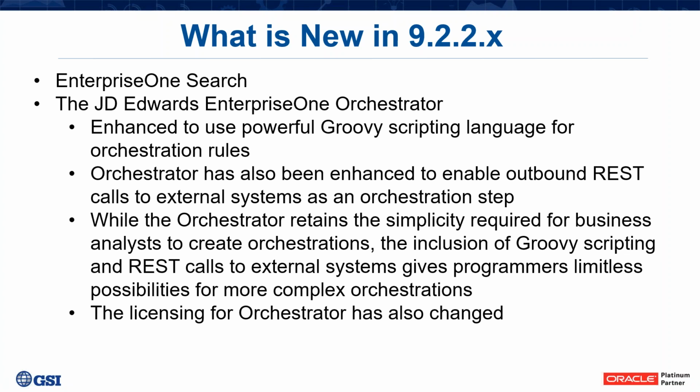I guess there's some simplicity that people need, but with the Groovy scripting and the REST calls, you get a lot of ability to create really complex orchestrations. I know I use Groovy scripting to call database metrics and alerts and things like that. So it's pretty powerful. Now the last thing is the licensing for Orchestrator, which used to be called Internet of Things Orchestrator, that's changed. Rather than being licensed as a separate product, it's now included as part of JD Edwards EnterpriseOne.